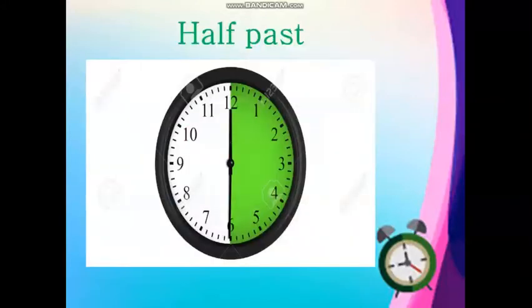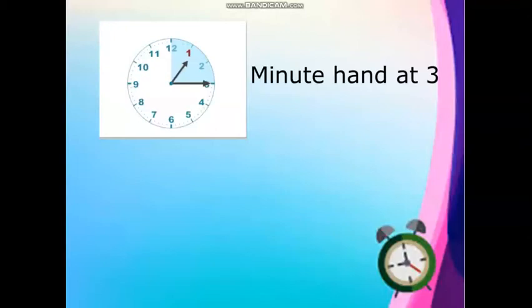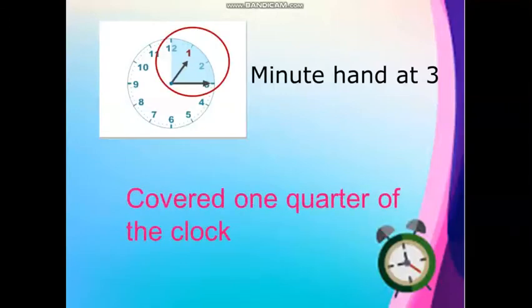And you are already aware that when minute hand travels from 12 to 6, it covers the half portion of the clock and time is read as half past. If you look at this clock, here minute hand is at 3 and see, it has travelled from 12 to 3, means it has travelled 1/4 of the clock, right? 1/4, which quarter? From 12 to 3.